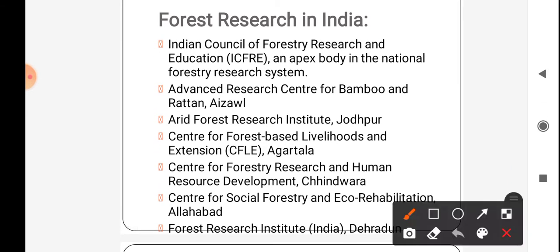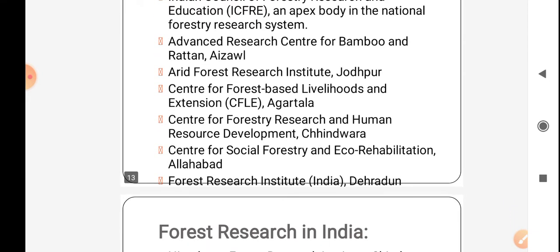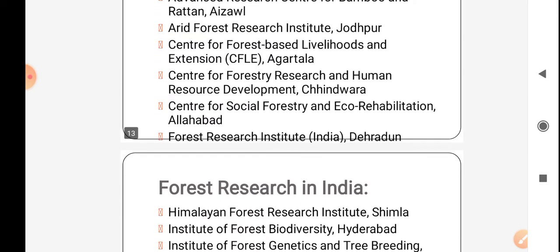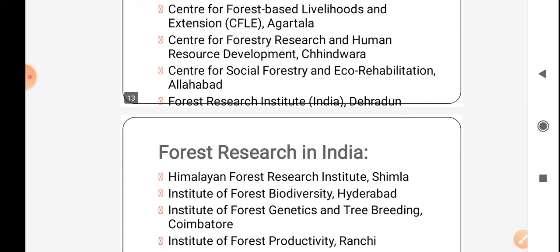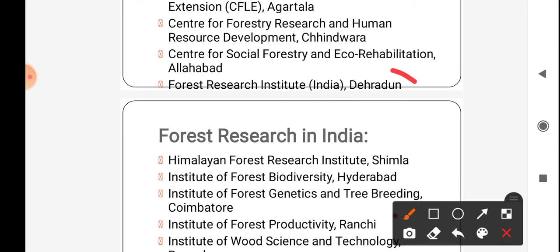Coming to the forest research in India. The Indian Council of Forestry Research and Education, ICFRE, is the apex body in the National Forestry Research System. This is important. Then the Advanced Research Center for Bamboo and Rattan is situated in Aizwal. Arid Forest Research Institute, situated in Jodhpur. Center for Forest Based Livelihood and Extension, situated in Agartala. Center for Forestry Research and Human Resource Development, Chindwara. Center for Social Forestry and Eco Rehabilitation, Allahabad. Forest Research Institute, Dehradun. This is important.